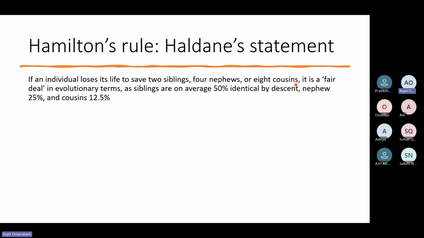Then we talked about Haldane's statement, where if an individual loses its life to save two siblings, four nephews, or eight cousins, it's a fair deal in evolutionary terms, as siblings are on average 50% identical by descent, nephews are 25%, and cousins are 12.5%.